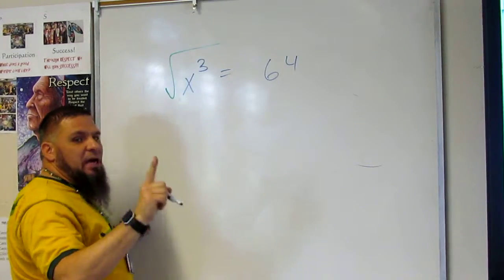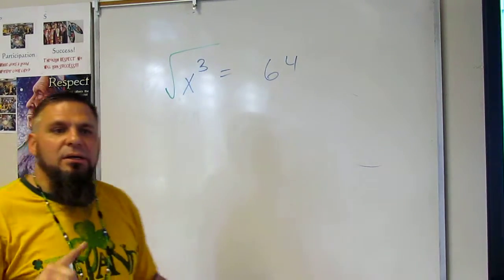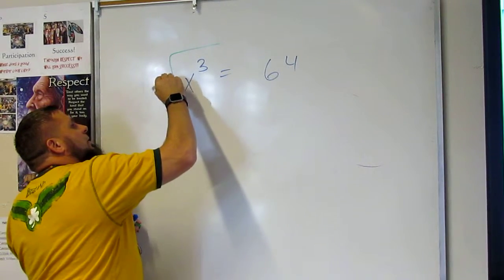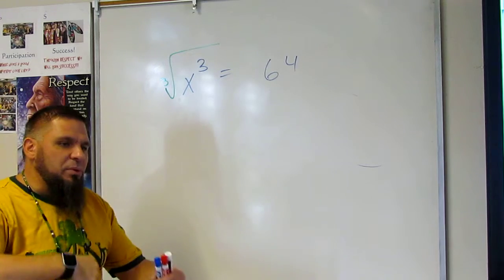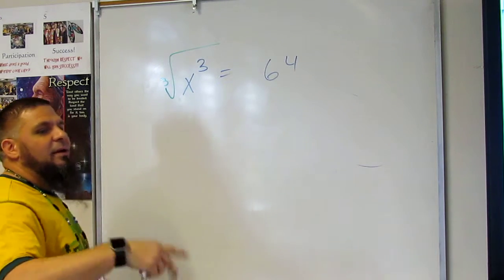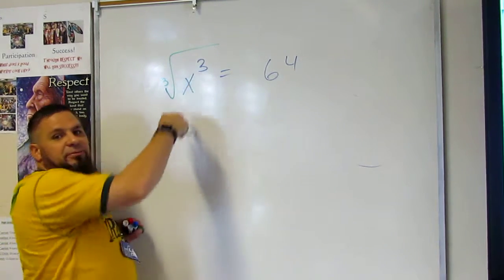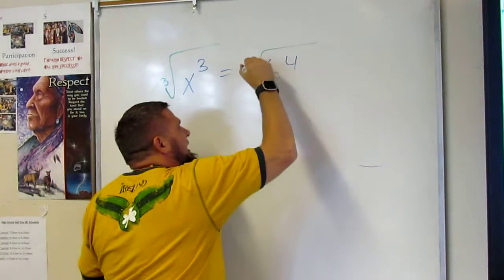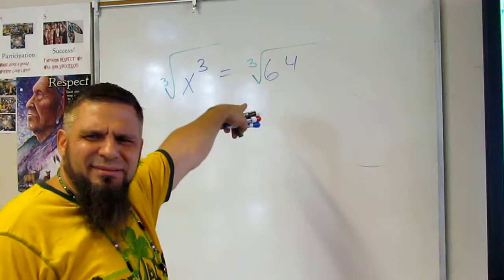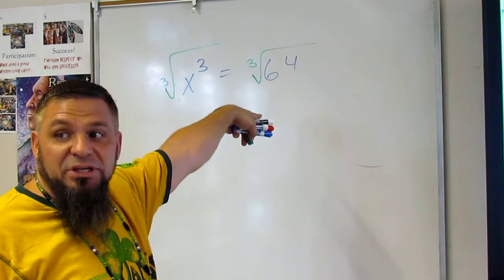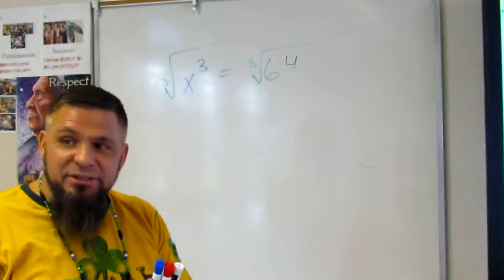Square rooting, but I'm not going to square root. I'm going to cube root. A square root will get rid of a square, and a cube root will get rid of a cube. What I do to one side, I have to do to the other. Then you're like, how do I do this? I'm going to show you if you pay attention.